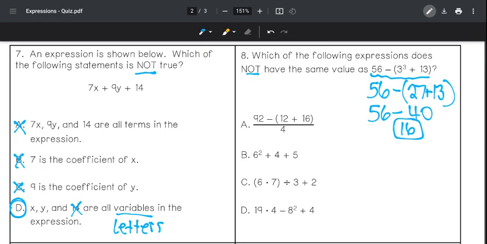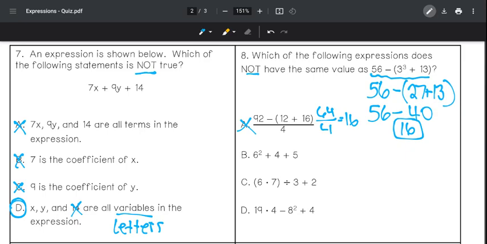And we want the one that is not. All right, so solving letter A. I got to do 12 plus 16 first, and I get 28. Okay, so now it's just 92 minus 28 divided by 4. So 92 minus 28 is 64. 64 divided by 4 is 16. So it's not A, because we want the one that's not the same.